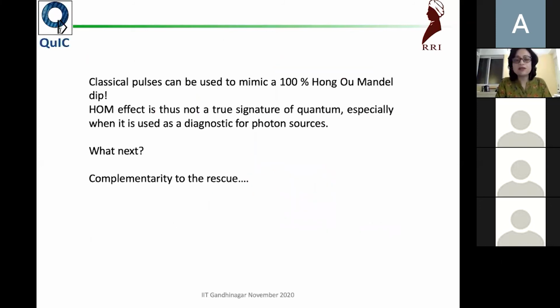So classical pulses can be used to mimic a 100% Hong-Ou-Mandel dip. So the Hong-Ou-Mandel effect thus is not a true signature of the quantum, especially when it is used as a diagnostic for photon sources. So what next?